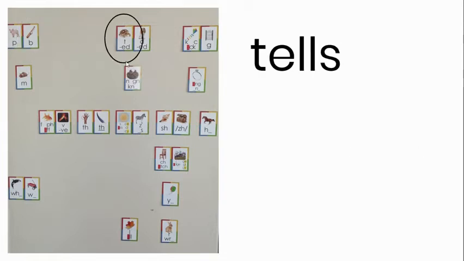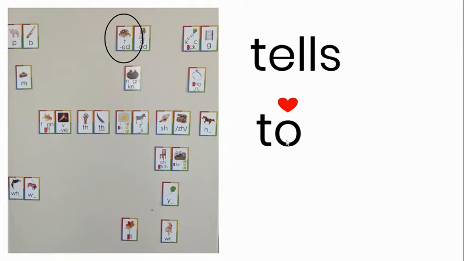Next, we're going to move over to the sound T, and you're going to see if you can read this word. The word is tells, T, E, L, Z. The S is just voiced at the end, Z. Say tells. Another word that has the T sound is the word to.